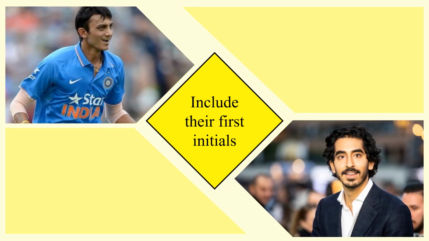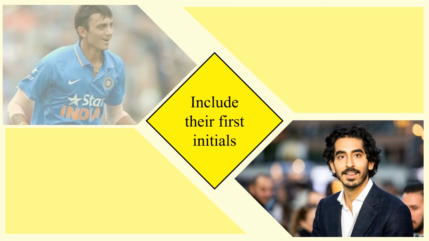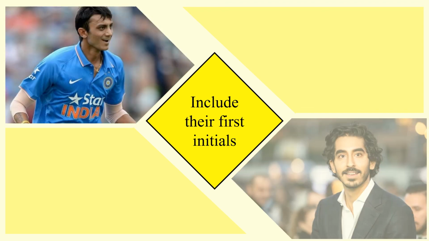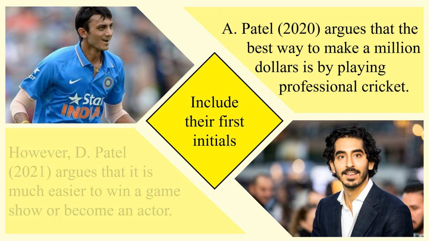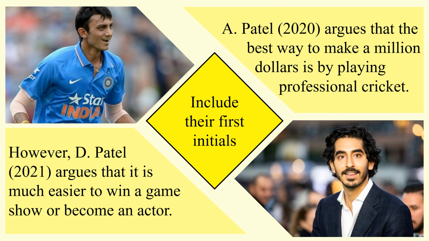Likewise, we might be comparing and contrasting the thoughts of cricket sensation Akshar Patel with that of famed thespian Dev Patel. Here we have A. Patel, 2020, argues that the best way to make $1 million is by playing professional cricket. However, D. Patel, 2021, argues that it is much easier to win a game show or become an actor. Here, of course, we have respectively the A before Akshar Patel's surname and the D before Dev Patel's surname.